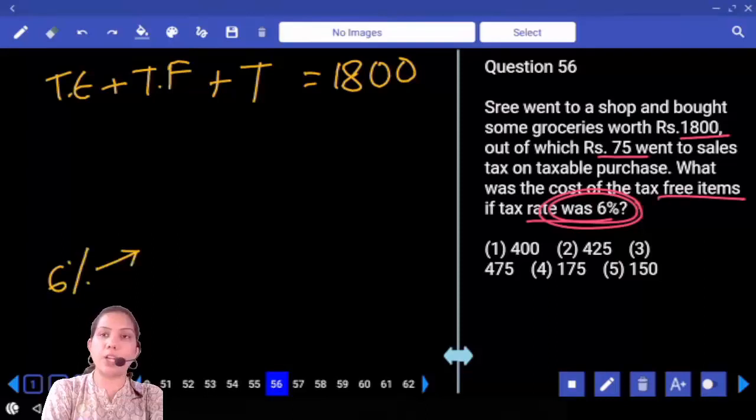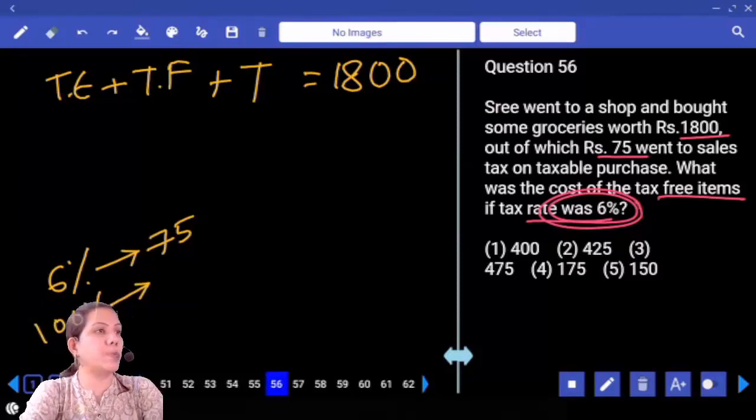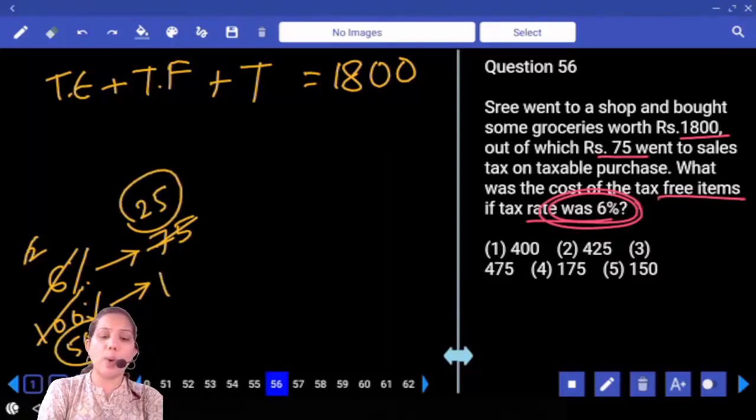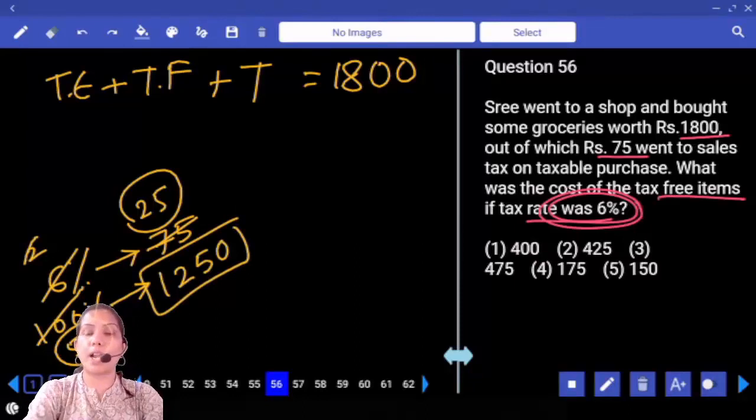6% value is equal to 75, then find the 100% value. 3 table 2 times, 3 table 25 times, 2 exactly 50 times. What is 50 into 25? 1250. This is the taxable item price value. 1250 is the taxable item.